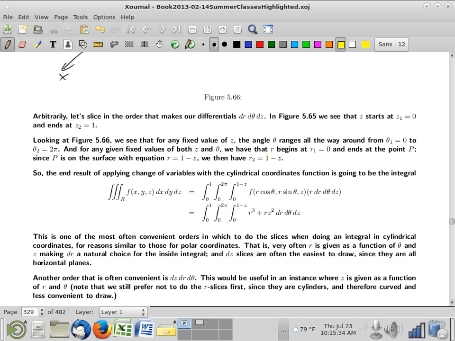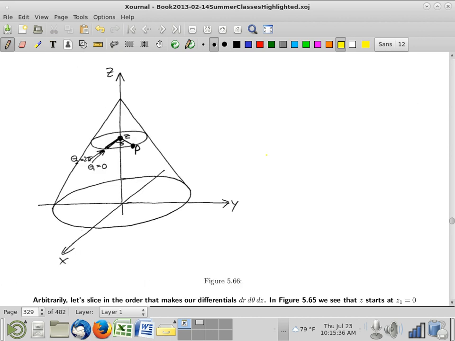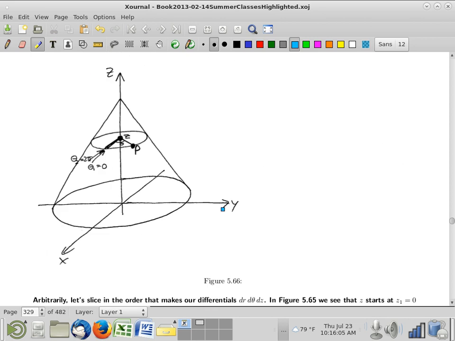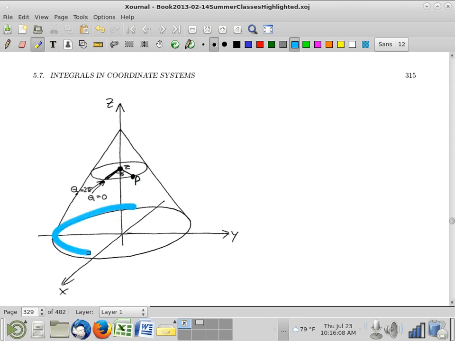I'm going to let you read this example. I'll go ahead and do this example. It's a quick example. Here we want to talk about this cone. What if this was my domain for a triple integral? How would I slice this up? Well, I'm going to do this with cylindrical coordinates. I'm going to do my dz slicing on the outside, so z slicing on the outside, and I have z going from 0 to 1 because z starts at 0 and z ends at 1.